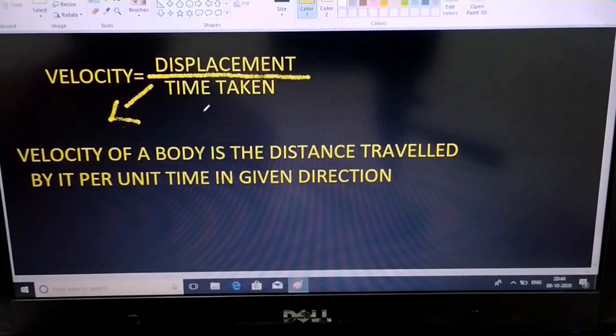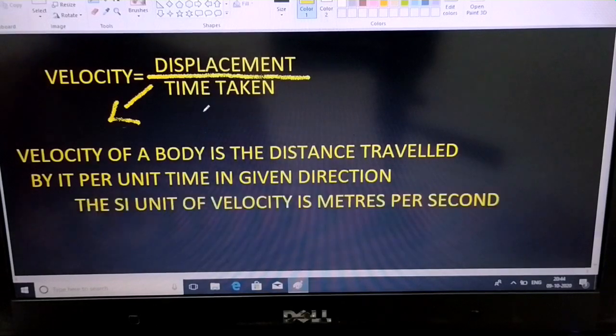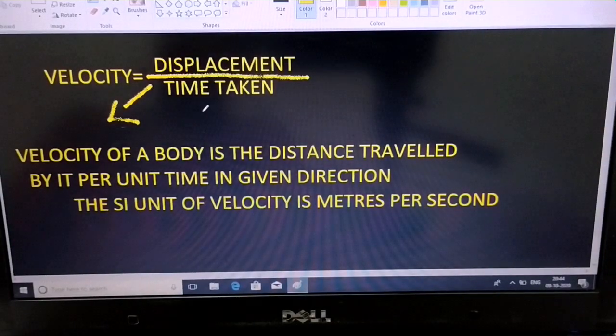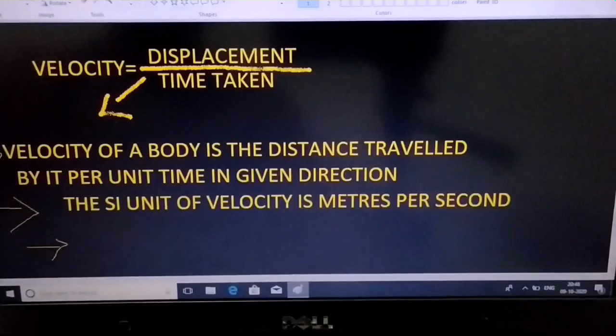The SI unit of velocity is the same as speed. The SI unit of speed is meter per second, and here the SI unit of velocity is also meter per second. Other units are kilometer per hour and centimeter per second. Both are the same.